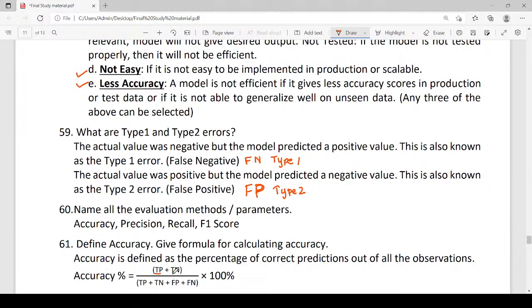So here, accuracy is TP plus TN divided by all 4 conditions, multiplied by 100%. So it is the percentage of correct predictions out of all the observations.